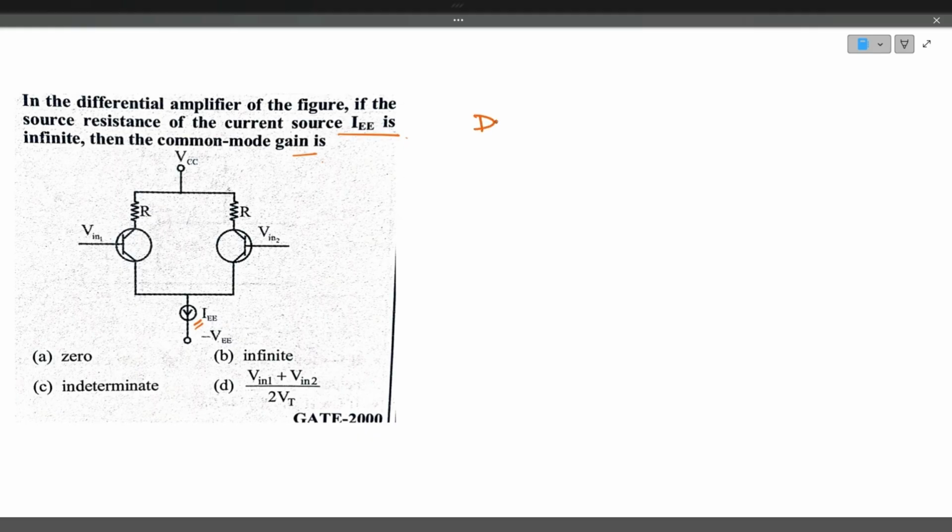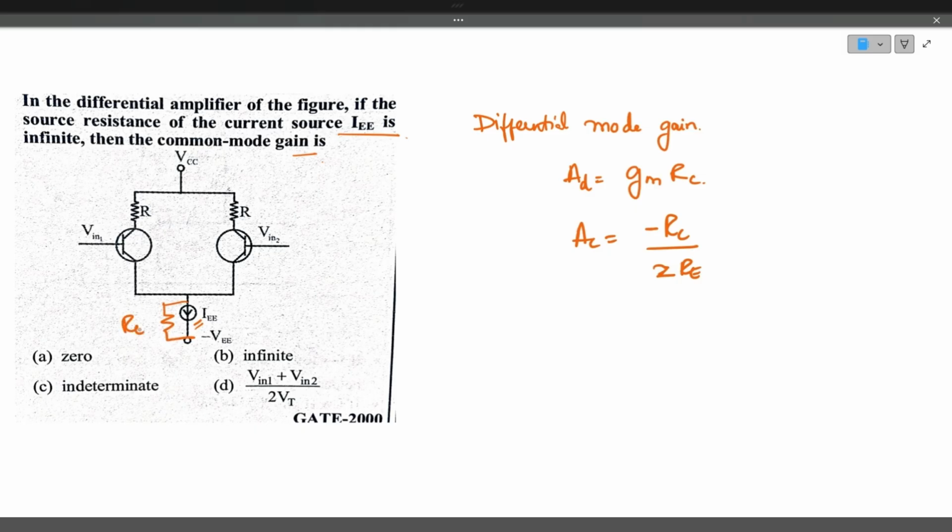The differential mode gain for this transistor is equal to GM, the transconductance, multiplied by the collector resistance. This is the basic formula. Whereas the common mode gain AC is equal to minus RC divided by 2 into RE. This RE is nothing but the emitter resistance here.